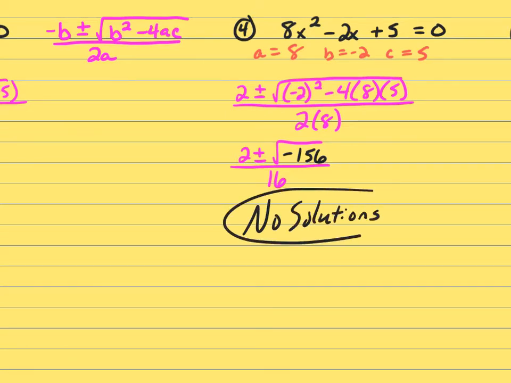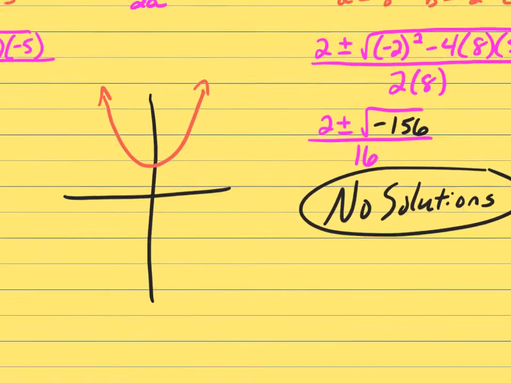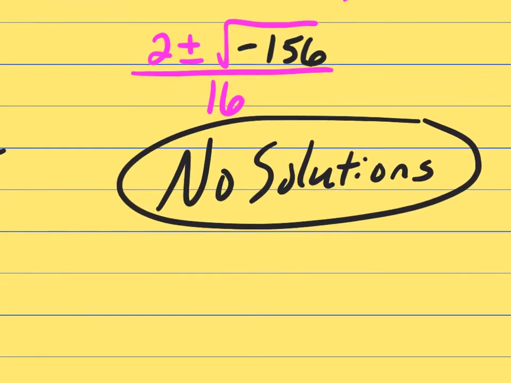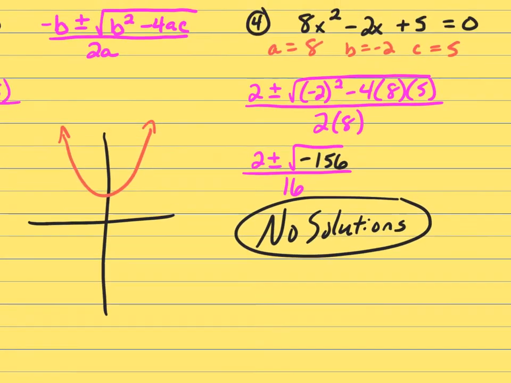Now, to give you an example as a graph, imagine we graphed one and it looked like this. And I said, looking at this graph, what are my x-intercepts? What would you say? There are no x-intercepts. Well, this is what it looks like mathematically. You got a negative square root. Okay, so you can't figure out what the square root of negative 156 is, so that means there are no x-intercepts. There are no solutions.